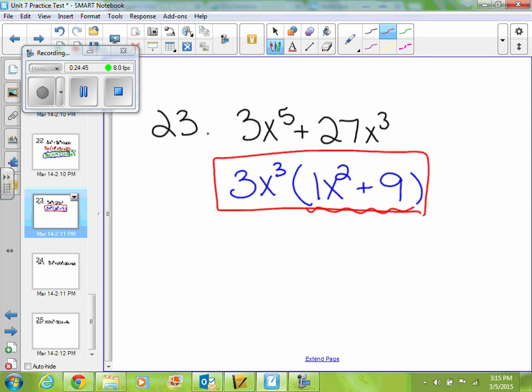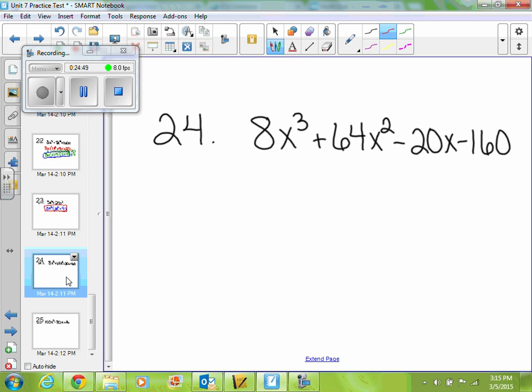Two more, we're almost there. Alright, so on 24, 8x cubed plus 64x squared minus 20x minus 160. Anytime we have 4 terms, we split it in half. So what do I know goes into an 8 and a 64? And x cubed and x squared?